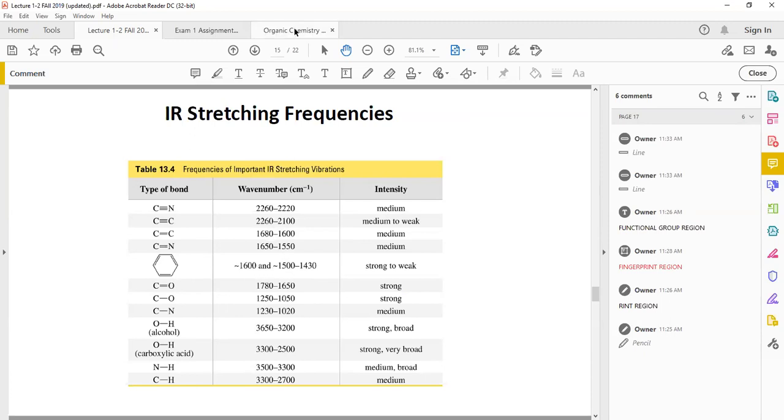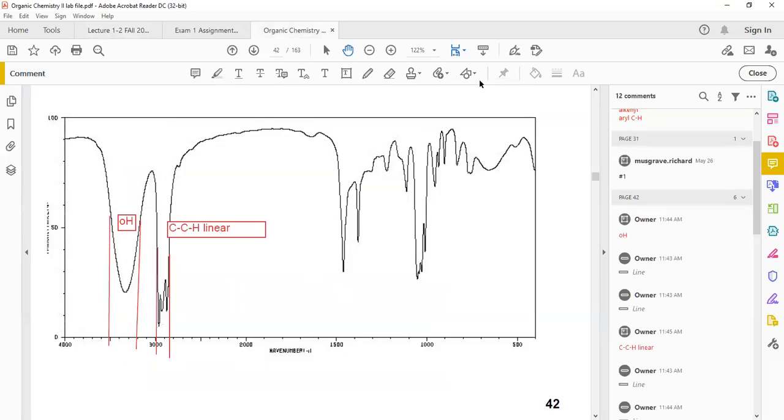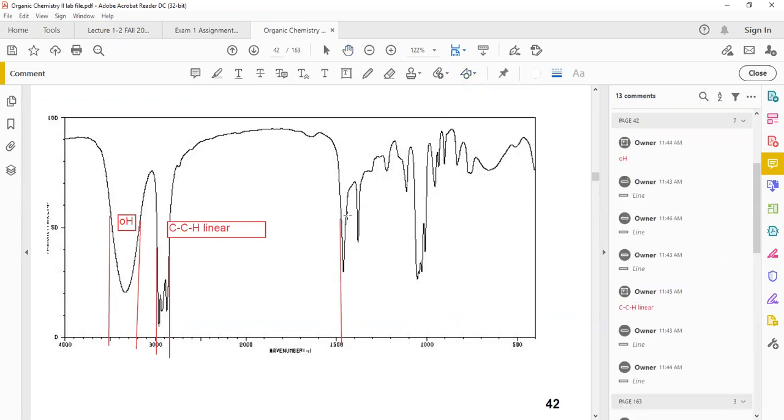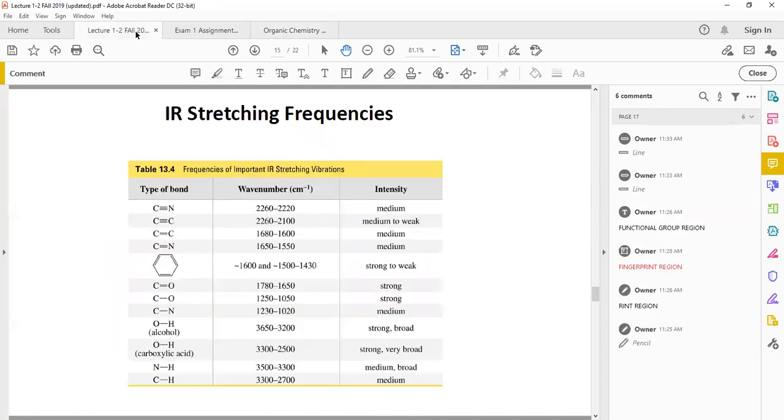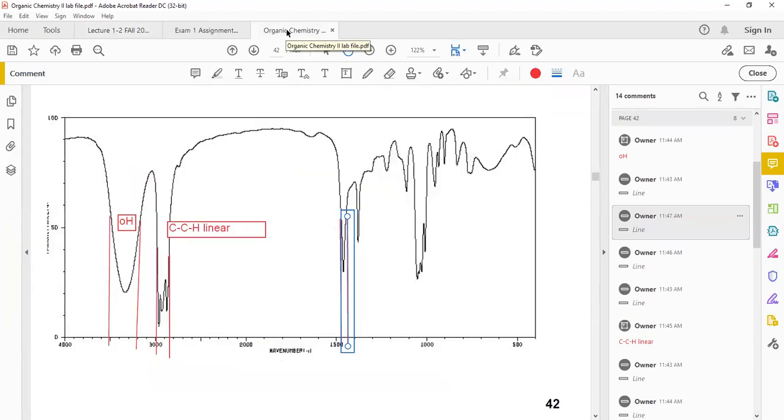So in this particular one, let me do another line here to make sure. Okay, this is 1450 to 1500. So you have a strong peak in here. This is a ring structure, which is below 3000. Let me make sure of this one too. That looks like a ring structure.